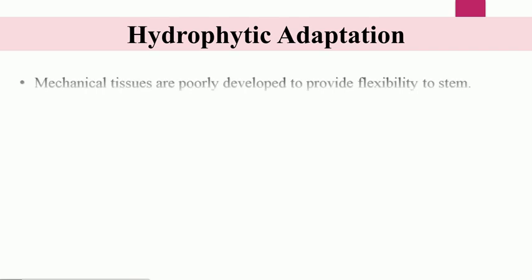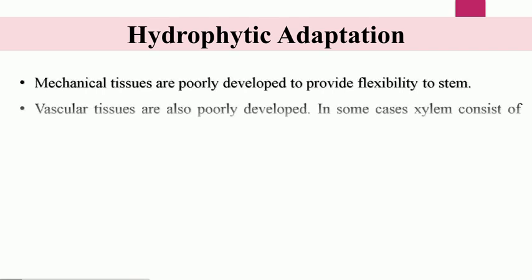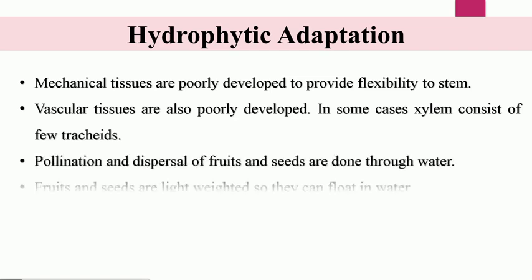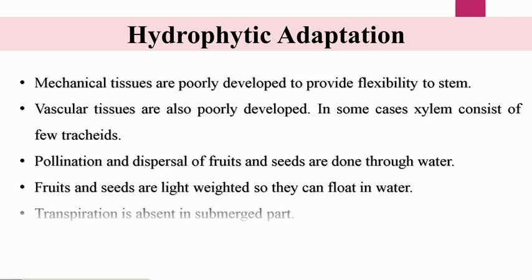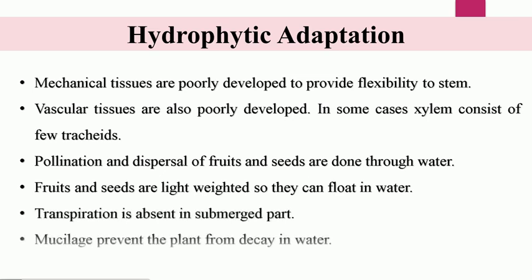The mechanical tissues in the hydrophytes are poorly developed to provide flexibility to the stem. If the stem is stiff and rigid, it can be broken by the current of the water. The vascular tissues are also poorly developed. The pollination and dispersal of fruit and seeds are mainly done by the water. Transpiration is absent in the submerged part of the plant. The mucilage, which is a mucus-like substance, prevents the plant from decay in the water.